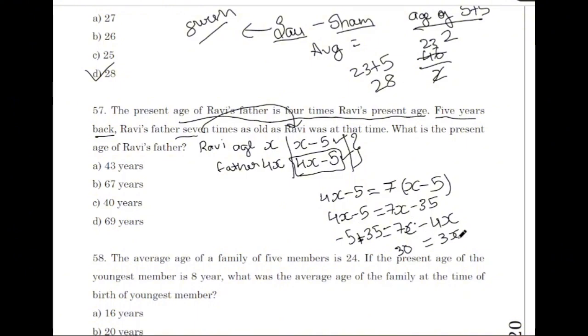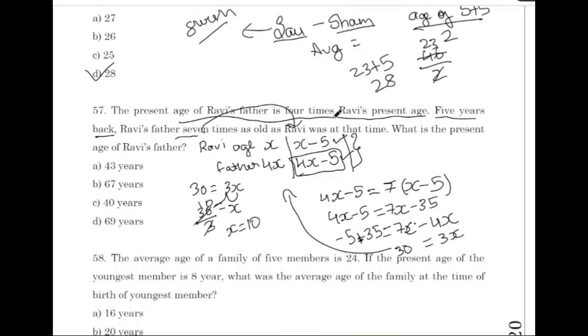Plus 30 is equal to, the answer, we'll just take it down here. Okay, 30 is equal to 3x. So there is a multiplication relationship. So x is equal to, when 3 goes here, it becomes 30 divided by 3. 3 ones are 3, 3 tens are 30, so x is equal to 10.